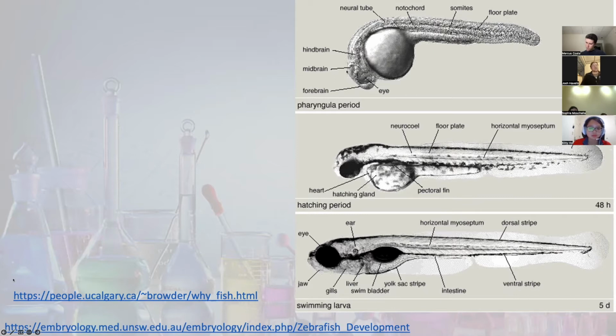These are just light contrast images, so it's not like they have resolution, or it's not like you can see labeled neurons or anything like that. Hindbrain, neural tube, notochord, somites, so non-neural cell bodies, and then floor plate. Down here at 48 hours, again, when we start exposing our zebrafish to ethanol, we can see that the heart has started to form, hatching gland, or basically their yolk where they're going to keep getting nutrients from, the developing pectoral fin, neuromast, floor plate, horizontal myoseptum, and fin, right?